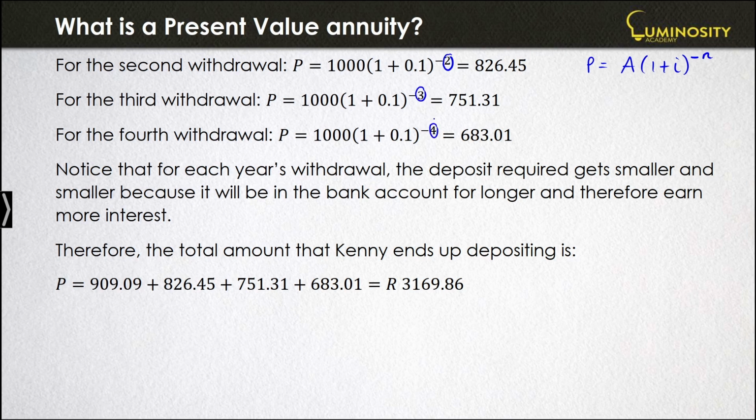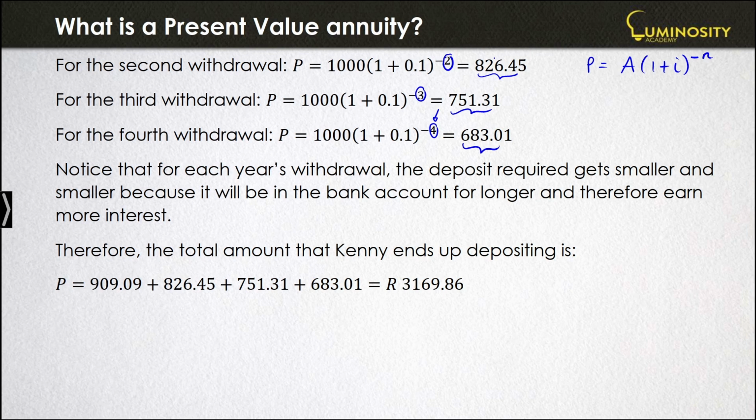Notice that as we go along each withdrawal, the amount that you have to deposit is getting smaller and smaller. The deposit required gets smaller because it will be in the bank account for longer and therefore earn more interest. For example, with negative 4, if I put in 683 Rand and wait 4 years, I will have accrued enough interest to have that 1,000 Rand. Whereas if I'm only waiting 2 years, I would need to put in a higher amount, 826 Rand and 45 cents, for that money to get to 1,000 Rand in 2 years' time.